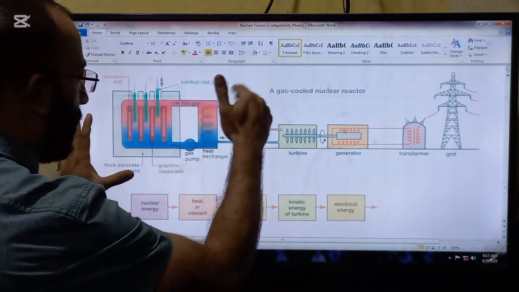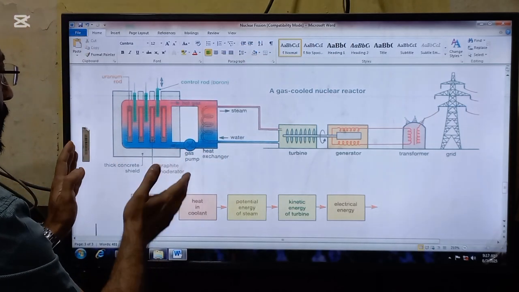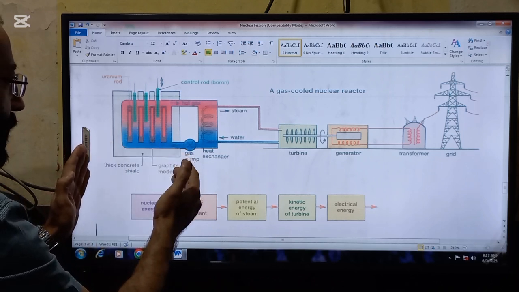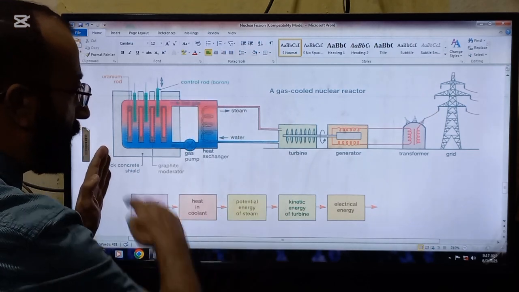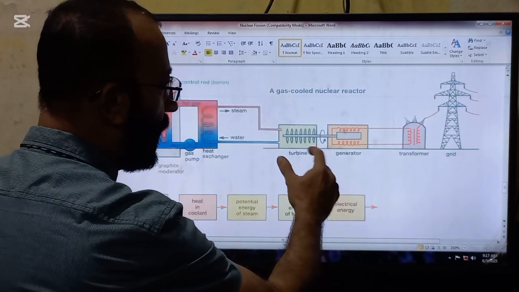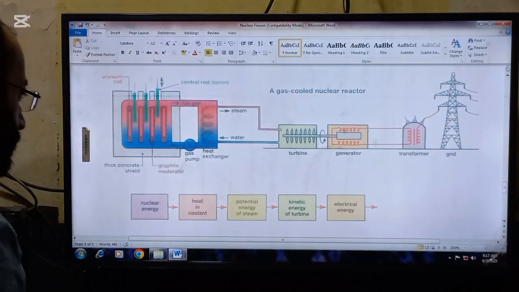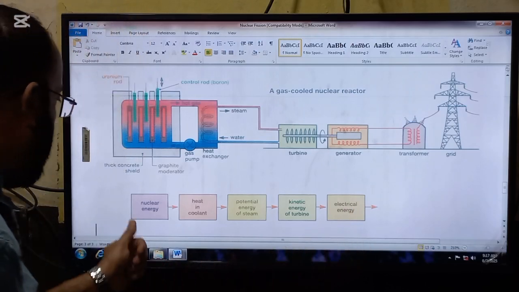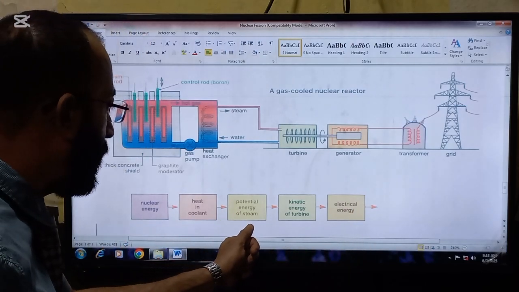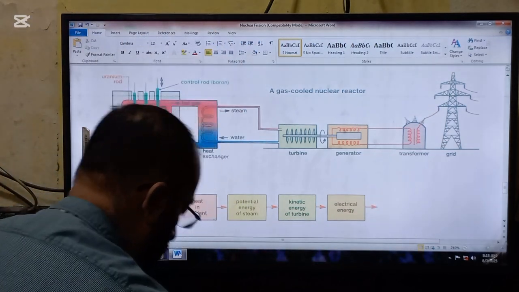So I have told you earlier how the fission process is controlled. Water is warmed, and that is then converted into steam. Steam rotates the fans of the turbine. The turbine generates electricity. Electricity is then sent through the transformers to the grid station. And this is the flow diagram: nuclear energy, heat in coolant, potential energy of the steam, kinetic energy of the turbine, and electrical energy is produced.